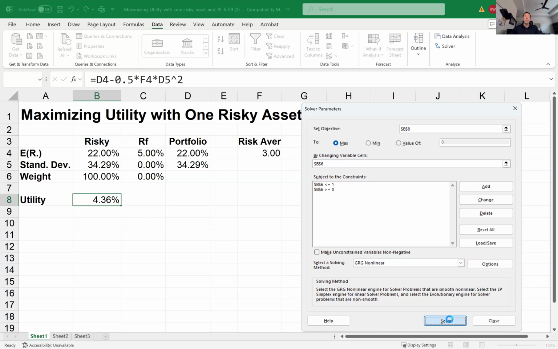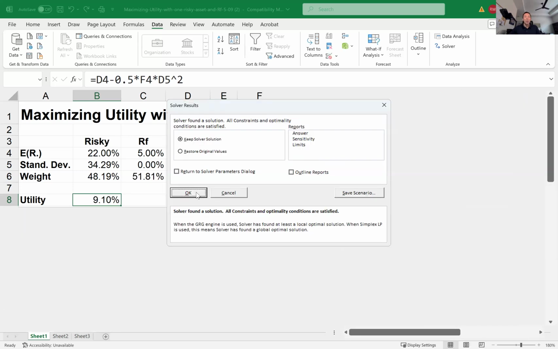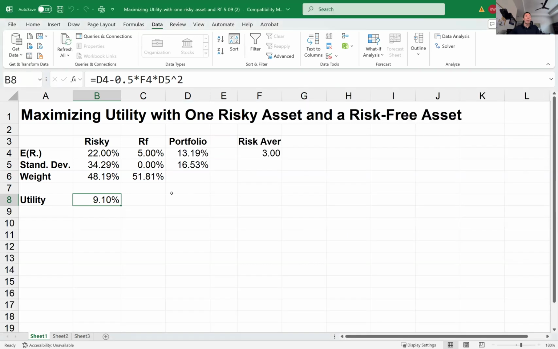We hit solve here, and just like that, we've got an answer, and we hit OK, and there it is. If we put 48.19% of our money in the risky asset, that means there will be 51.81% of our money in the risk-free asset, right? They got to add up to be 1. The expected return on the portfolio is 13.19%. The standard deviation on that portfolio is 16.53%, and the amount of utility is 9.10%.